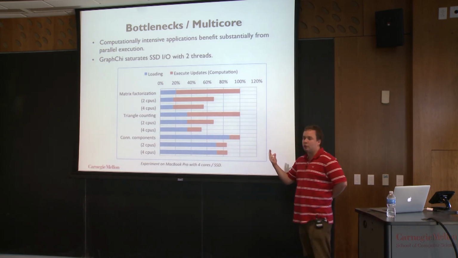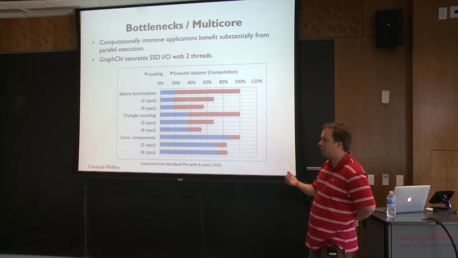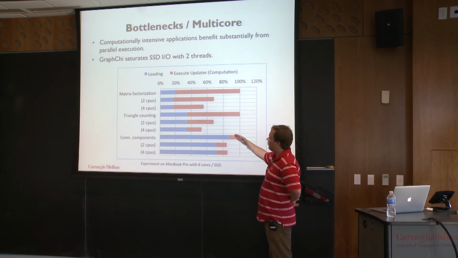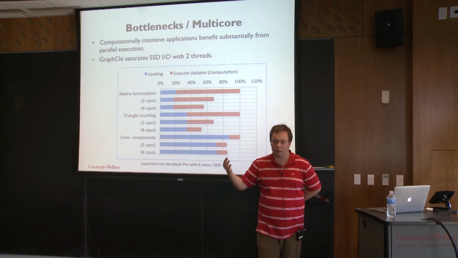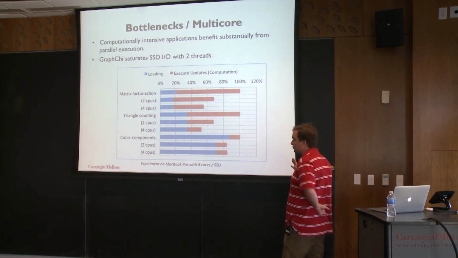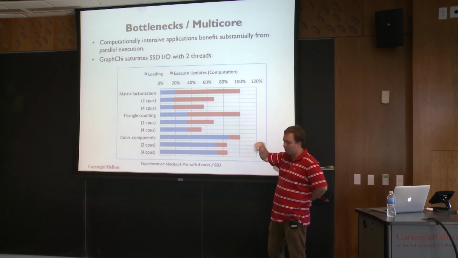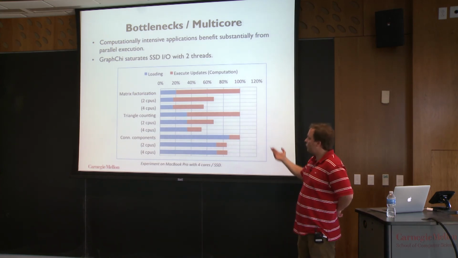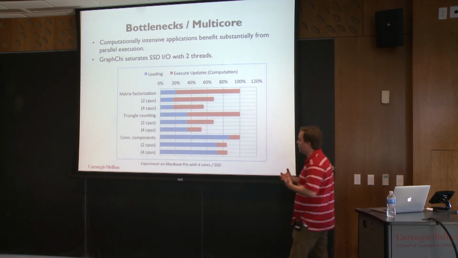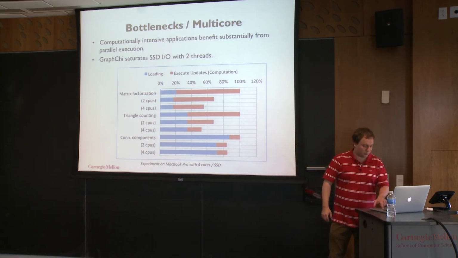GraphChi is actually parallel, so you can use many threads to do the computation and also loading of the graph from disk. But because already almost on one CPU, it can saturate the I/O bus, so it's really bounded by the performance of the disk. We don't get much benefit on algorithms which have very low computational complexity, like connected components or PageRank. But if we look at triangle counting or matrix factorization, where there's actually a lot of computation happening, then we can get reasonable benefit from using more threads.